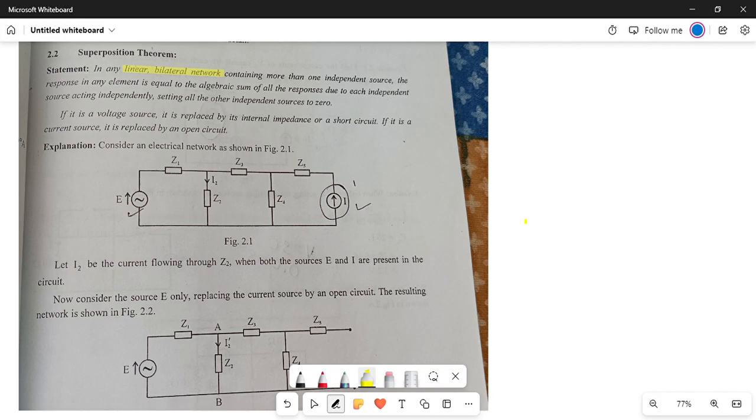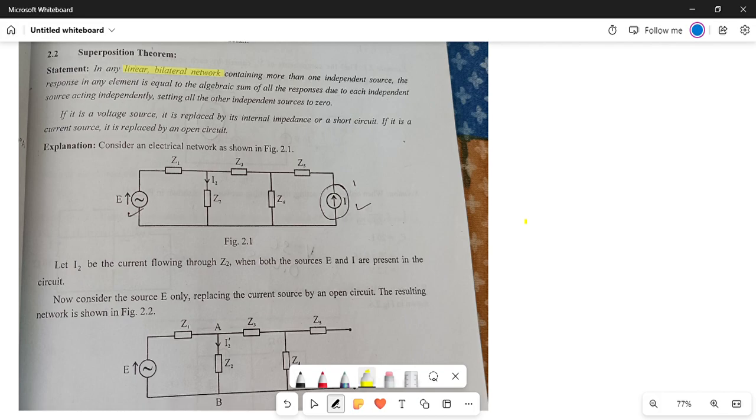I can tell you, with respect to the linear network, that a linear circuit is the one whose parameters are constant with time and they do not change with voltage or current, and the circuit obeys Ohm's law. So it means that what?